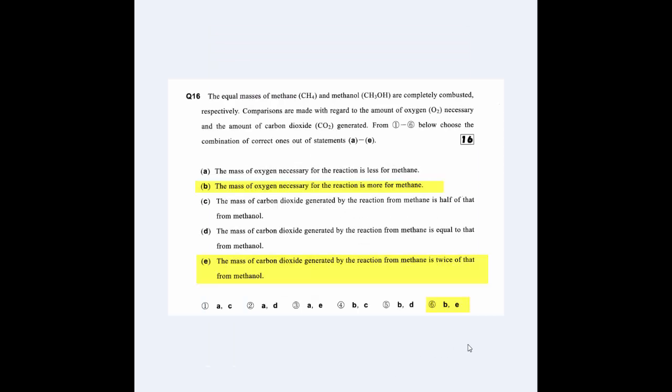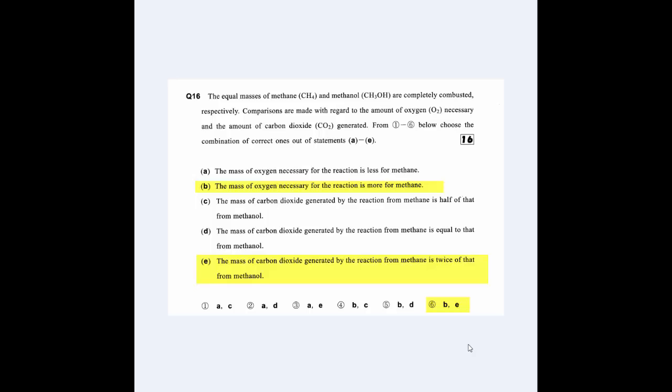16. Equal masses of methane and methanol are completely combusted, respectively. Comparisons are made with regard to the amount of oxygen necessary and the amount of carbon dioxide generated. From 1 to 6 below, choose the combination of correct ones out of the statements. The answer is B and E, the last one.